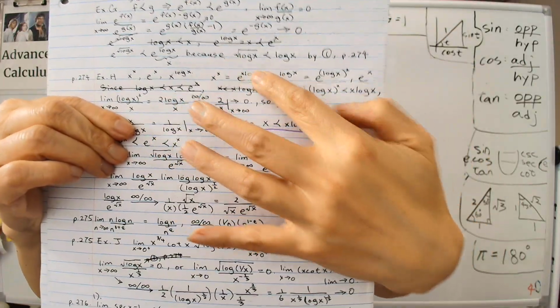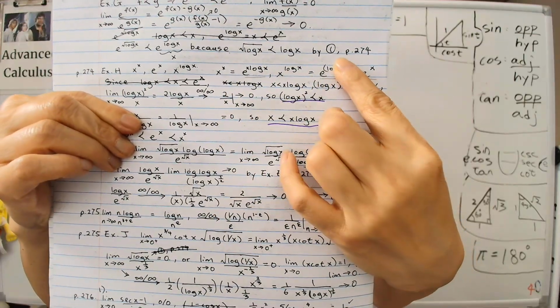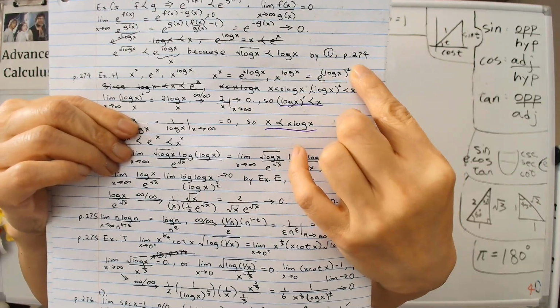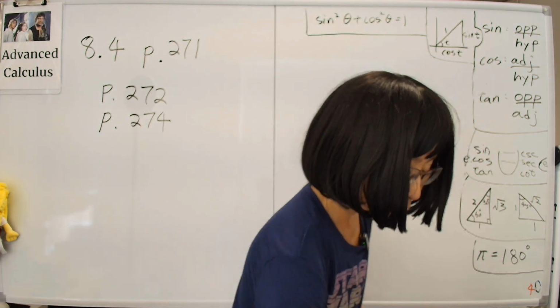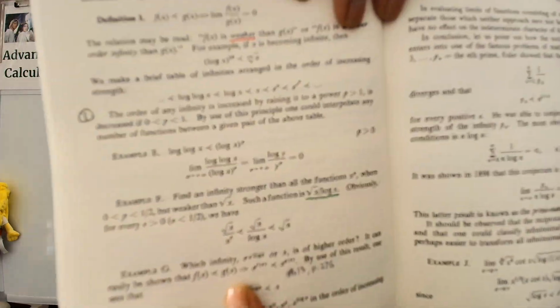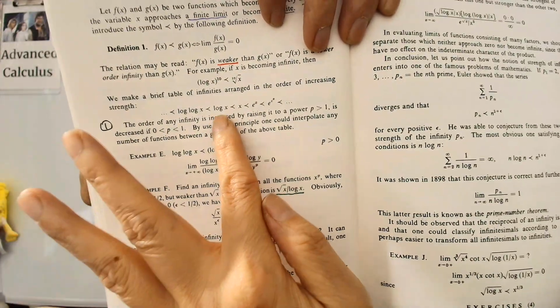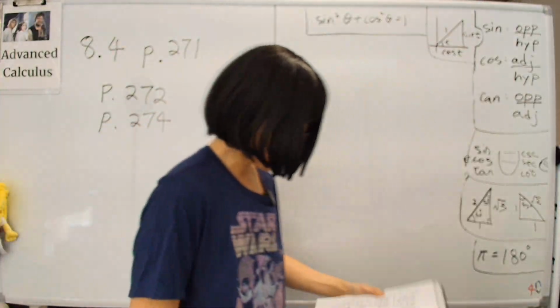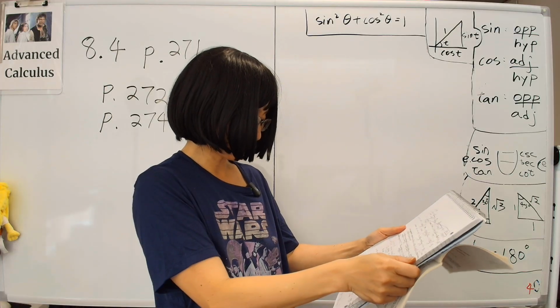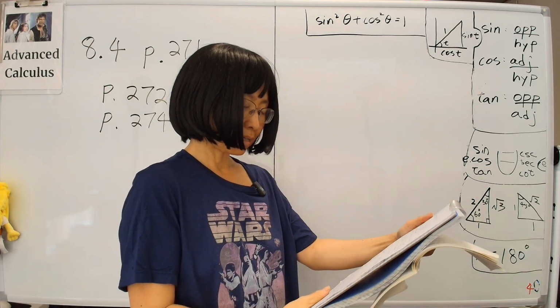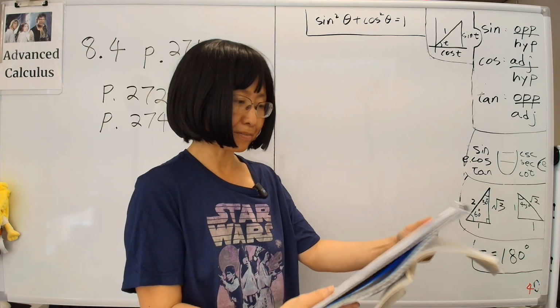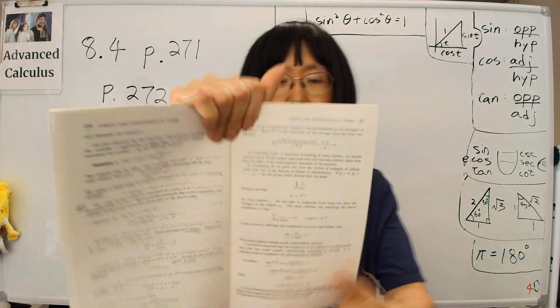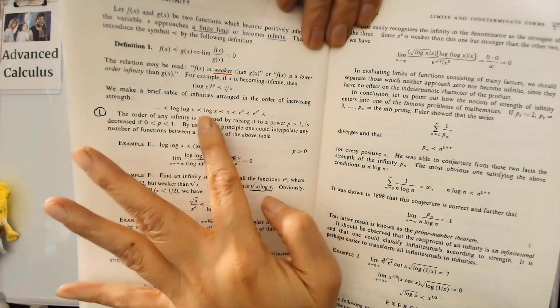And this is weaker. How do we know? We know this is weaker by statement 1 on page 274, which is what we just did. Right here, log of x is weaker than x. We're supposed to prove that square root of log of x is weaker than x.